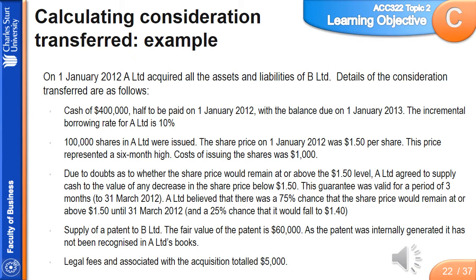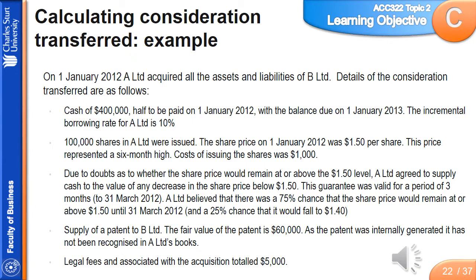The next point says there are 100,000 shares in A that were issued, and the share price as at the date of acquisition was $1.50 per share, and this price represents a 6-month high. The costs of issuing these shares was $1,000. So that's not going to be considered part of the acquisition related expenses, is it? Because we talked about that a couple of slides ago. It's going to be considered a reduction of share capital.